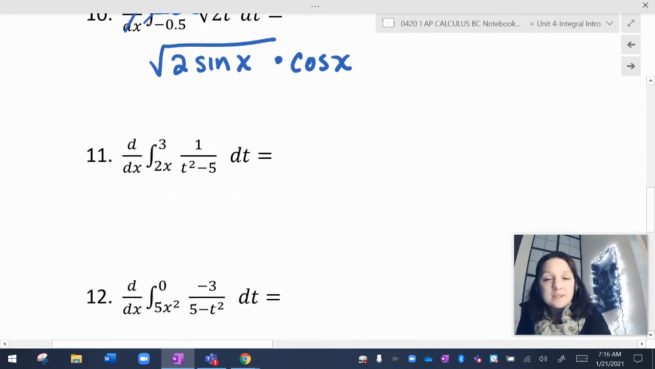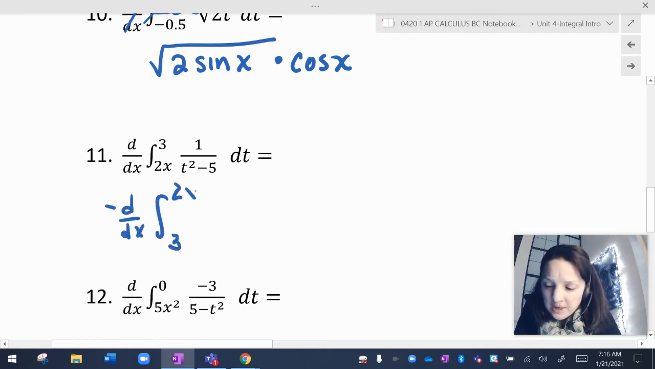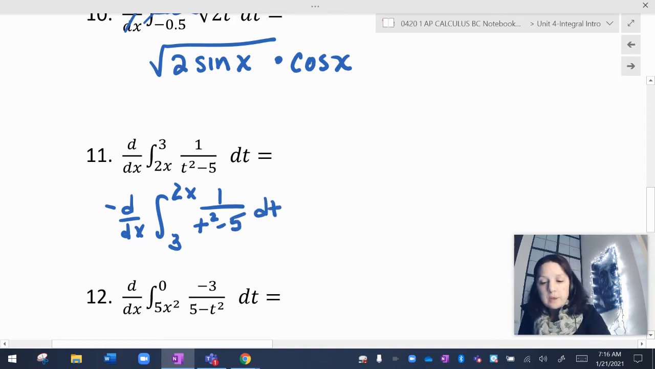Well, what if the x is on the bottom? Well, we said if the x is on the bottom, that's really just negating what would happen if the x was on top. So if I want to take the derivative of the integral from 2x to 3 of 1 over t squared minus 5, the same thing's going to happen. This 2x is going to go in for the t squared. I'm just going to negate my answer.